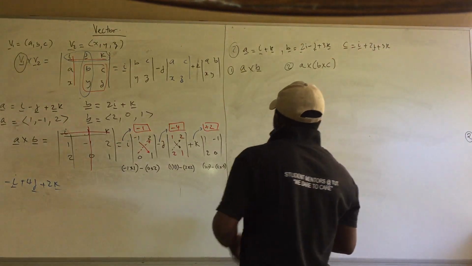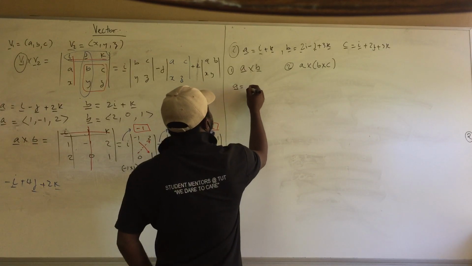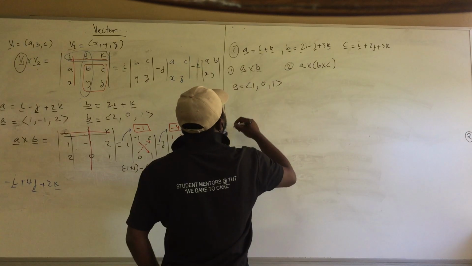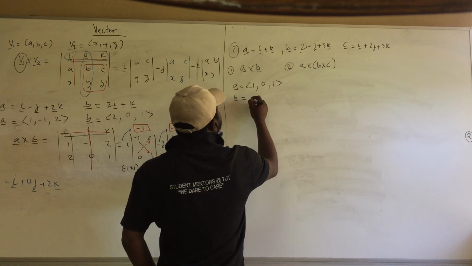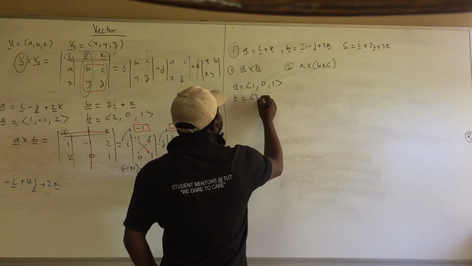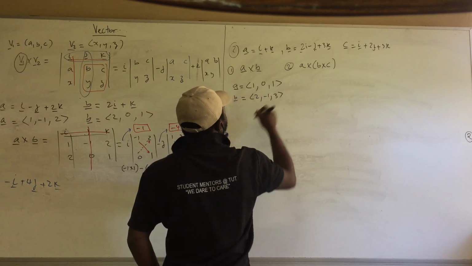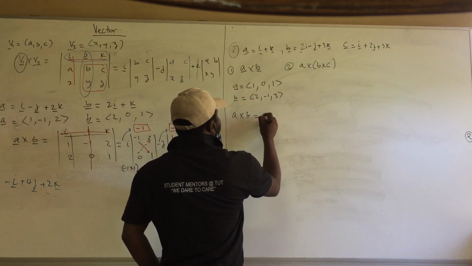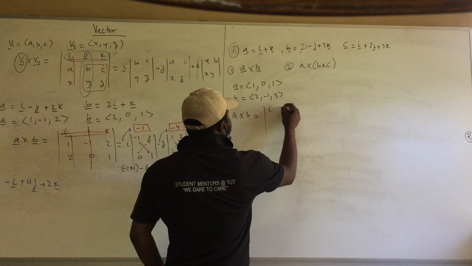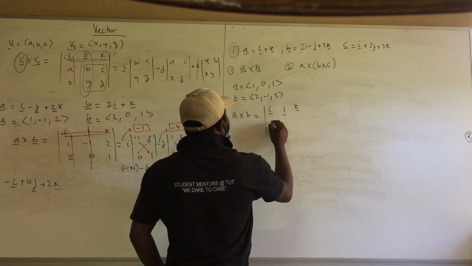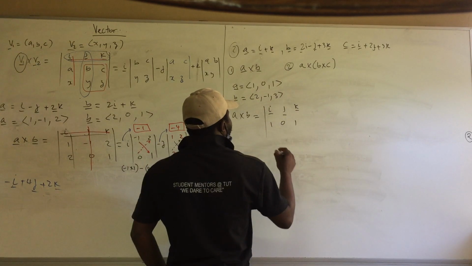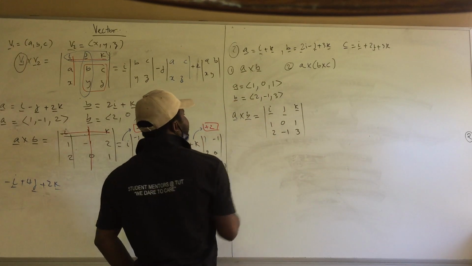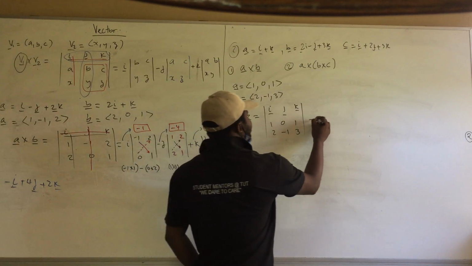Remember, I like to note like this. A will be equal to 1, 0, and 1. My B is 2, minus 1, and 3, like this. And then we're asked to find A cross B. It's going to be I, J, K, and then 1, 0, 1, and 2, minus 1, 3. So I have to find this. This will give you what?